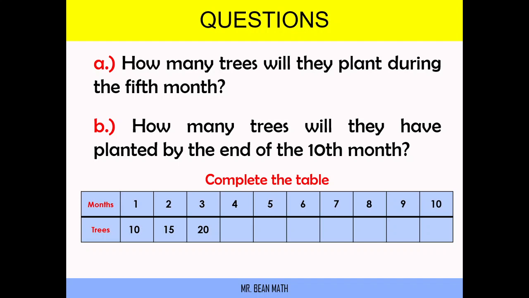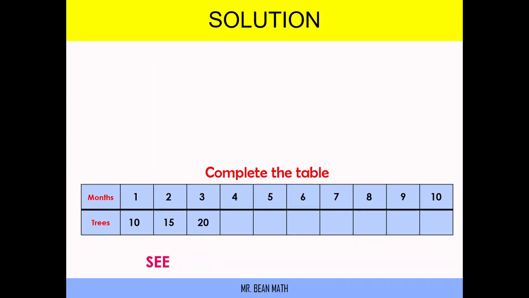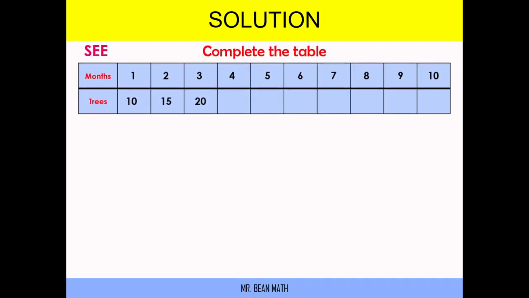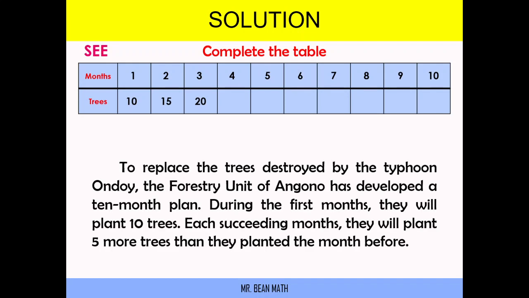So for us to solve the problem, let's apply the steps I've mentioned earlier: see, plan, do, and look back. Let's start with step C. The first step is to understand the problem. Sabi dito sa problem, during the first month, they plant 10 trees, and each succeeding month, they will plant 5 more trees. So ang gagawin natin, mag-a-add lang tayo ng 5 trees for each succeeding month.